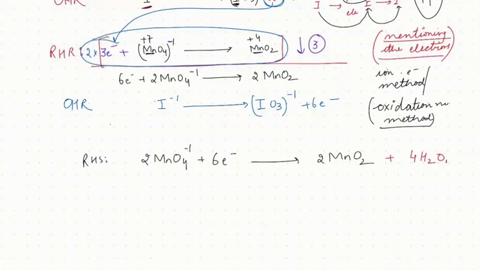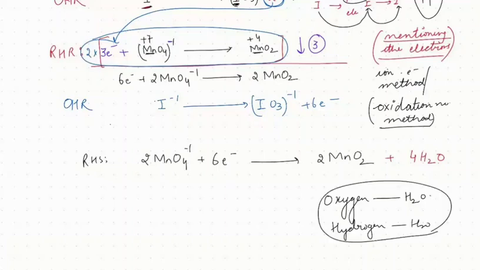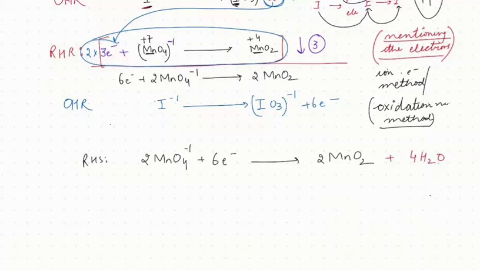Just have a look. When we are talking about the balancing with water molecule, now in the basic medium, oxygen is balanced by water. Hydrogen is also balanced by water. You understand? Oxygen is balanced by water, and hydrogen is also balanced by water. Now, what sense does it make? Now, understand.